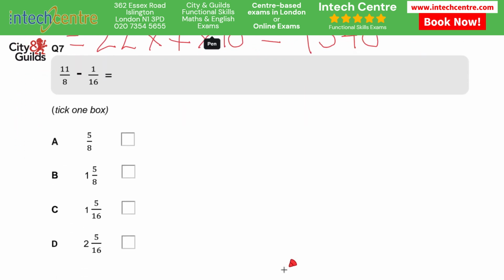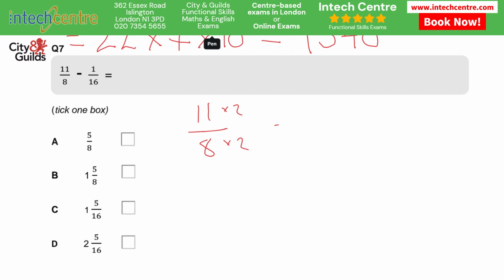Question 7 is asking us what is 11 over 8 minus 1 over 16. In order to minus fractions, what we need to do is have a common denominator. So we want the number at the bottom to be the same. We can see that if we times 8 by 2, we get 16. So if we times 11 over 8, the top by 2 and the bottom by 2, we're essentially just multiplying it by 1, because 2 divided by 2 is just 1, so we are able to do this.